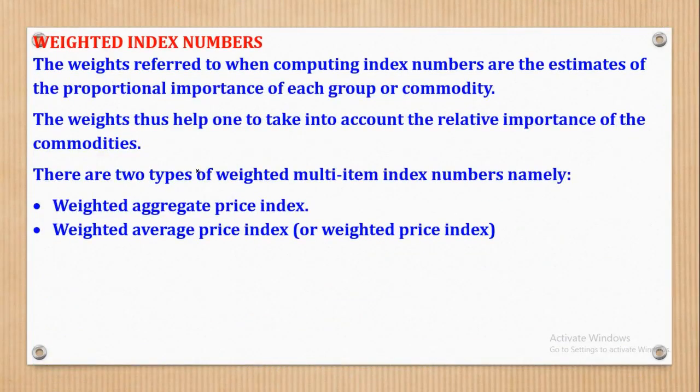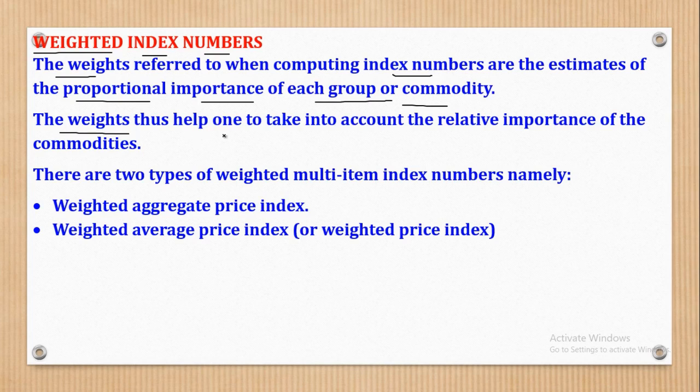Okay, now we have been dealing with unweighted multi-item index numbers. Now we shall go to what we call weighted index numbers. The weights referred to when computing index numbers are the estimates of the proportional importance of each group or commodity. So the weight denotes importance. It does not denote how heavy a quantity is. It denotes how important or how vital or how essential a given quantity is.